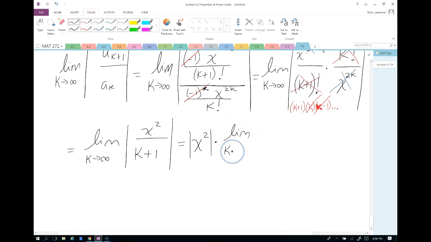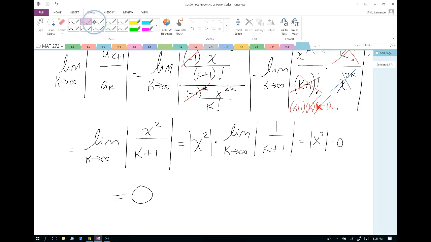So this limit only has to do with the k's, and the limit as k approaches infinity of 1 over k plus 1 is equal to 0. So we get absolute value of x squared times 0, which is 0. Some people will get to this point and get really confused, because remember, we're trying to get this to look like absolute value of x minus c is less than r.